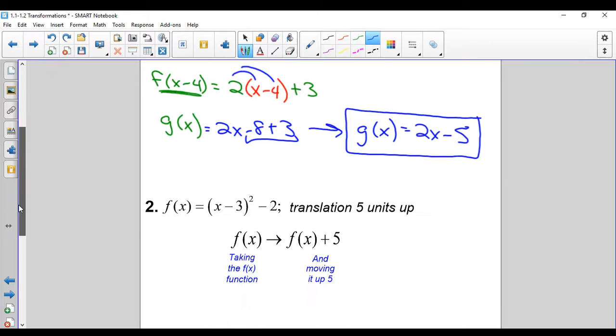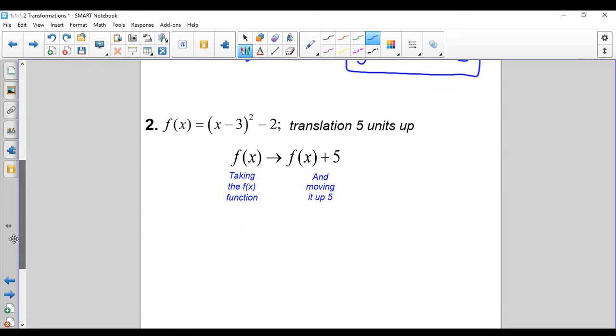Next one. Let's do the same type of deal, different translation, different type of function, different function family. We're looking at a quadratic. So I'm giving you f of x equals x minus 3 squared minus 2. Now I want to move that exact function up 5 units. So we take that function, and we're going to move it up 5 units. Remember that up and down movement happens outside the parentheses.